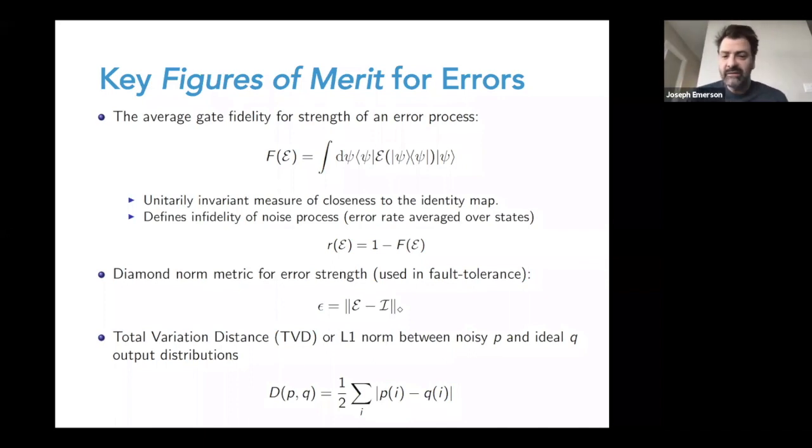So some key figures of merit. This is something most of you know well. You can talk about an average gate fidelity. You can talk about the infidelity, which is 1 minus the average gate fidelity. That's what's measured by randomized benchmarking. You can talk about the diamond norm for error strength, which is commonly used in fault tolerance. And you can talk about total variational distance on the output probability distributions. This impacts how well your algorithm worked, typically. You run the circuit, you get a noisy distribution, and you compare it to the true distribution, and you measure the distance between these probabilities.